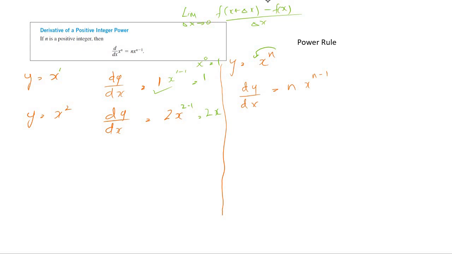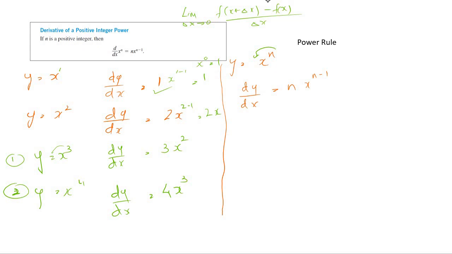Let's see if it's true for this. Let's look at y equals x to the power 3. Then dy over dx is equal to 3x squared. You multiply by 3 and subtract 1 from 3 to get the power 2. We'll look at another function, y equals x to the power 4. The derivative dy over dx is equal to 4x to the power 3. You multiply by the power 4, which is n, and subtract 1 from the power.